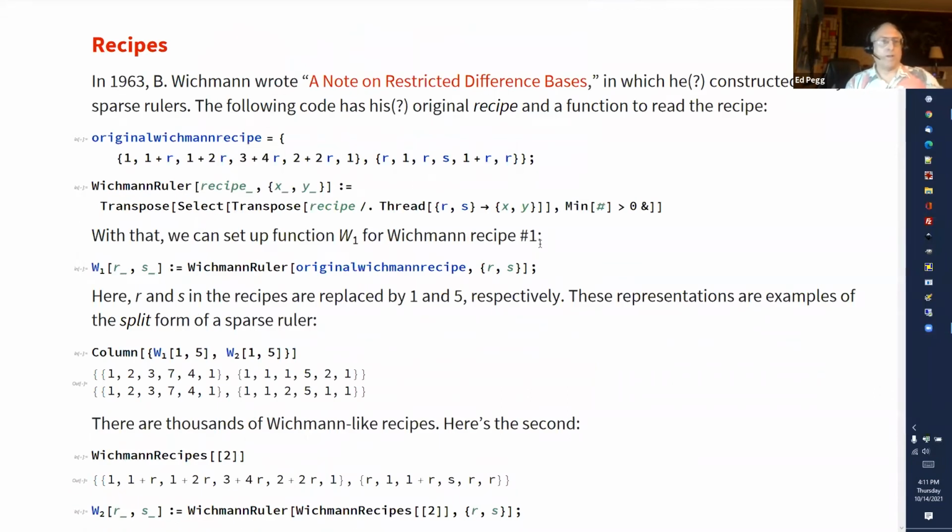And B. Wickman came up with this way of constructing rulers based on differences and the repetitions. I call this a recipe. This is the original recipe by B. Wickman. By plugging in, say, 1 and 5, you can get this ruler we just looked at for length 50. With a slight variation, you get this other ruler, which has a length 1 less. And I found thousands of recipes sort of like this in my research into this problem.